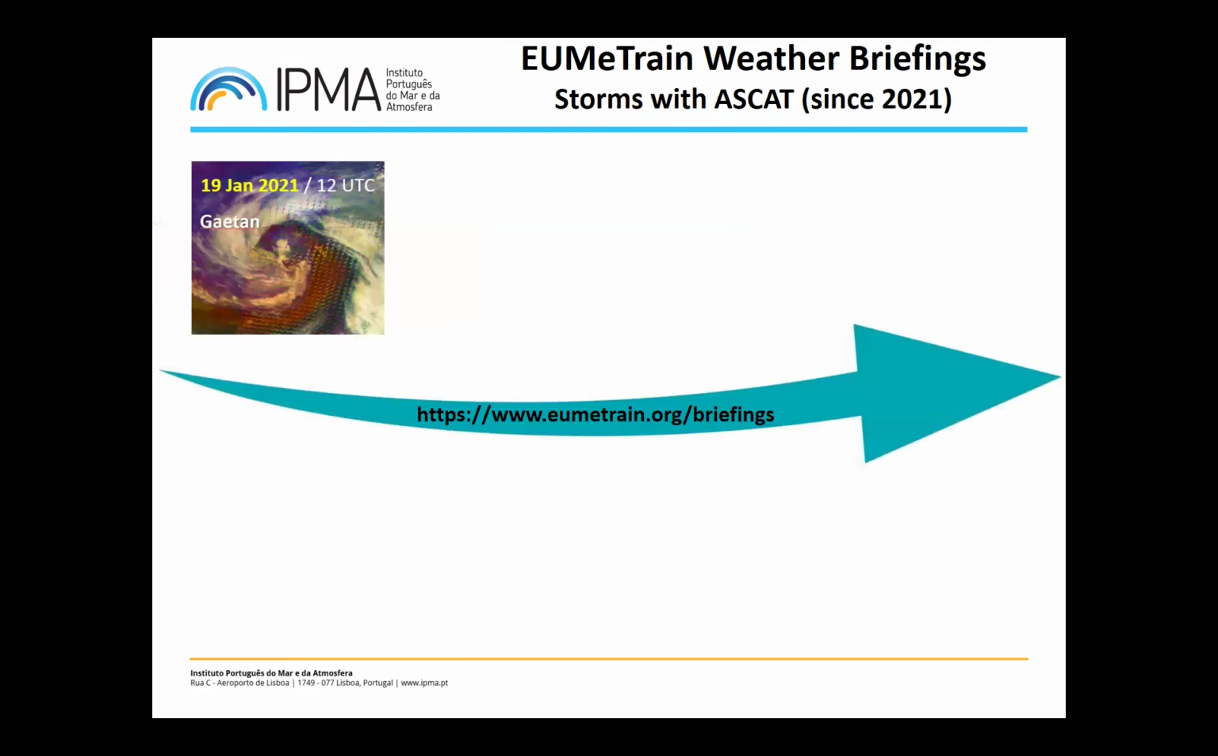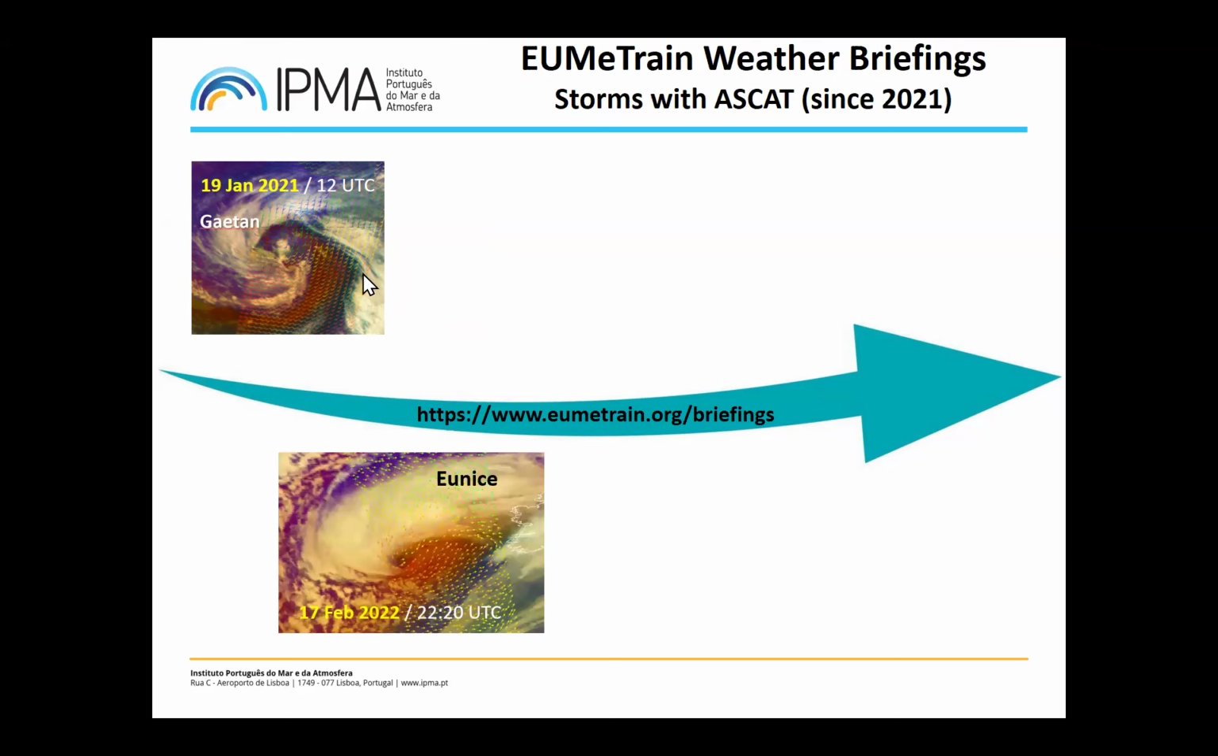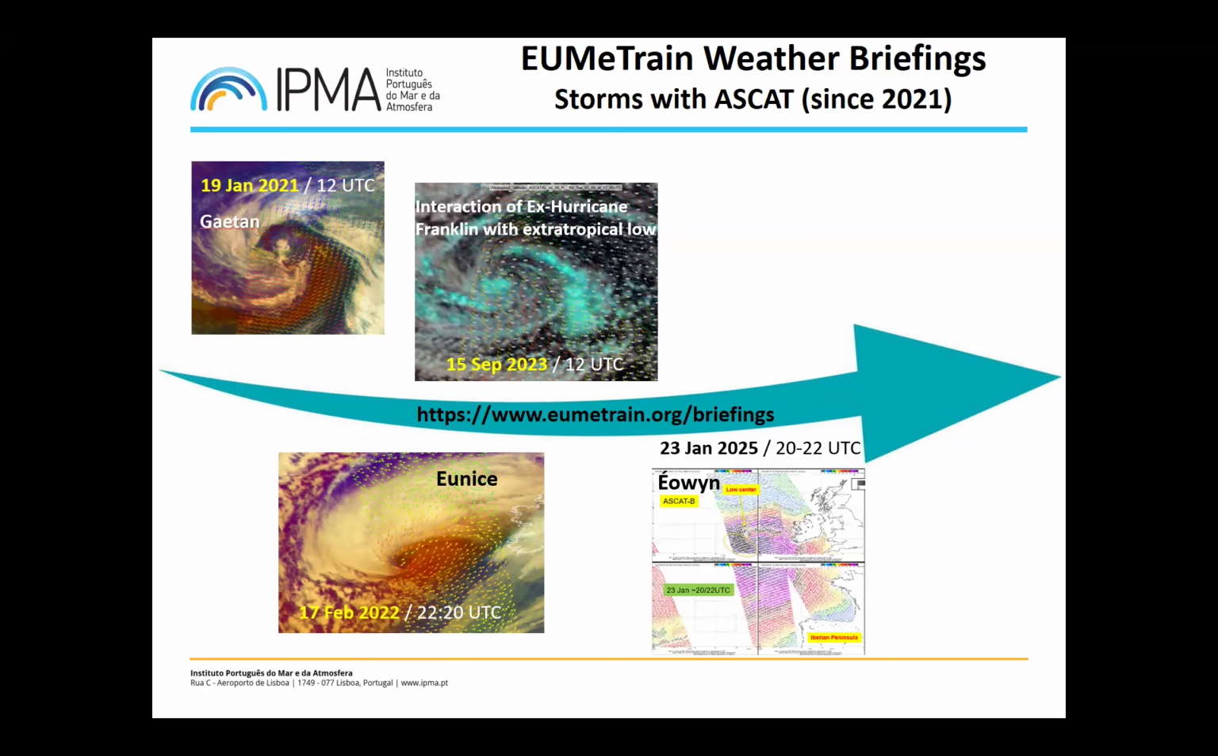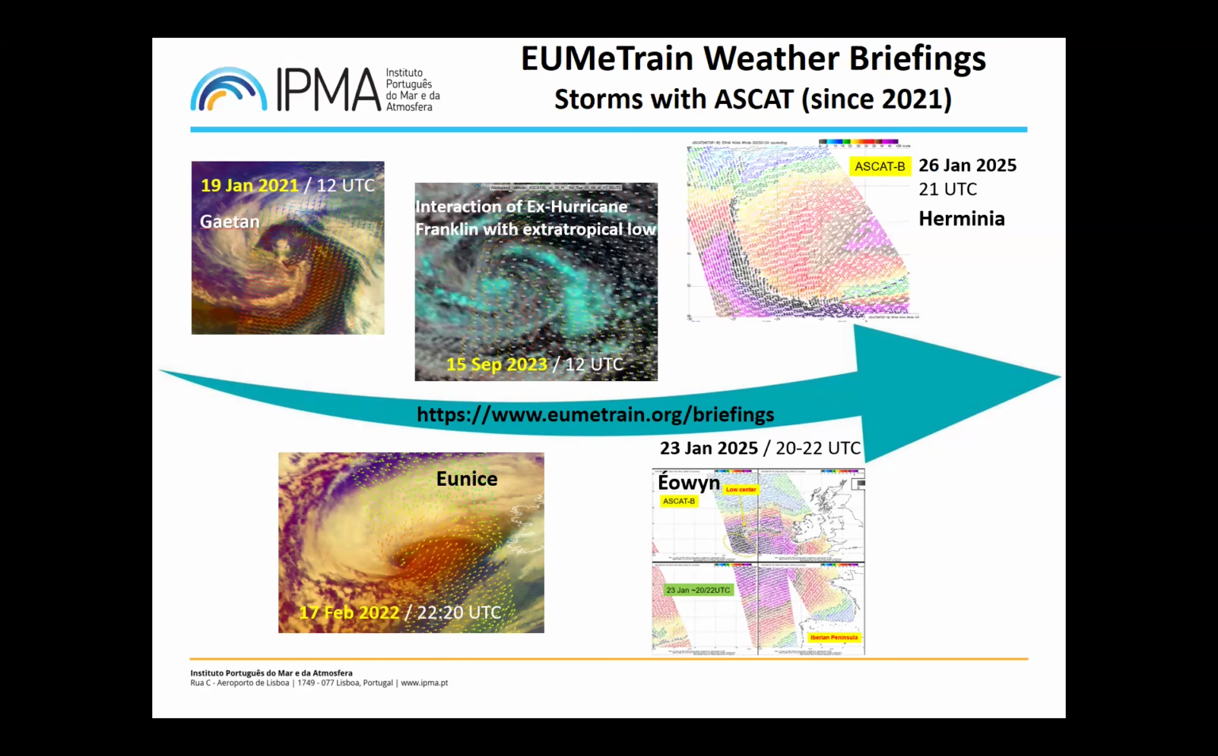Of course, we have been studying and analyzing cases of storms with ASCAT. And in the EUMETSAT weather briefings, we have analyzed many of them. This is the case from January 2021, Gaetan. We have also here Eunice from February 2022. I will talk about it a little more in a minute. This is the case for the interaction of the ex-Hurricane Franklin with an extratropical low on September 2023. And here Eowyn on January 2025, and Armenia also in January 2025.